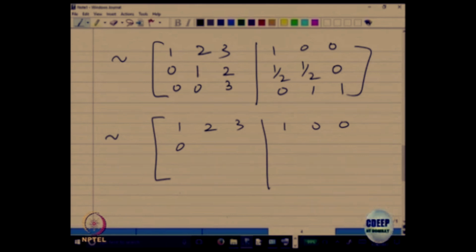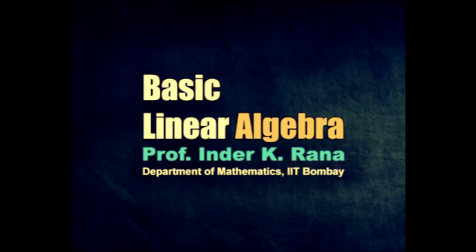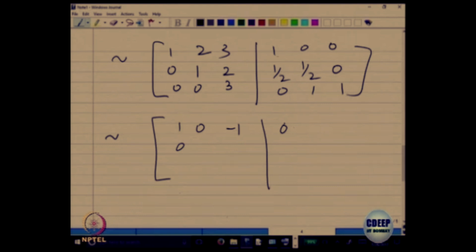Multiply the second row by minus 2 and add it to the first row. So that will become 0 if I do that. So multiply and add, this becomes 0, multiply this with minus 2 and add, that becomes minus 1, multiply this with minus 2 and add, so minus 1 and 0. Is that okay?